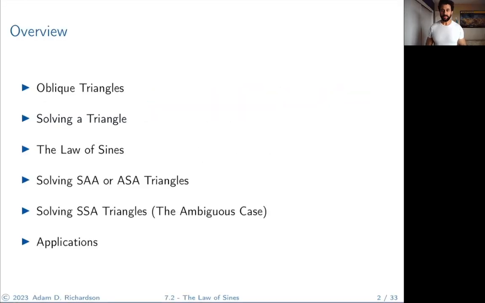Okay. So first thing we're going to talk about is what oblique triangles are. It's just a pretty simple definition. Then we'll talk about solving a triangle again, which is something that we saw in section 7.1. Then we'll get the law of sines, which is what the whole section is about. And then we're going to talk about solving some specific cases of triangles, in particular SAA or ASA triangles, and then SSA triangles. And those types of triangles are called the ambiguous case, and we'll see why when we get there. And then lastly, we'll finish up with an application.